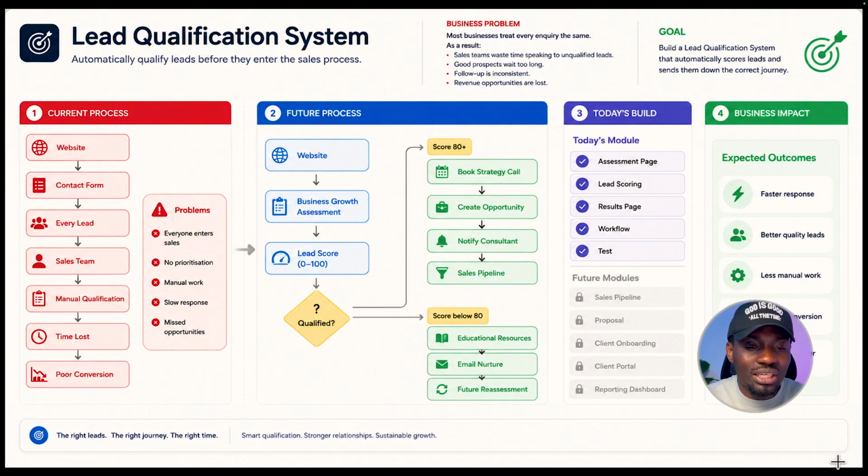While we're building that, remember, this is what we are doing today. Our goal is to build a lead qualification system that automatically scores the lead and sends them down the correct journey. That's what we want to achieve today.